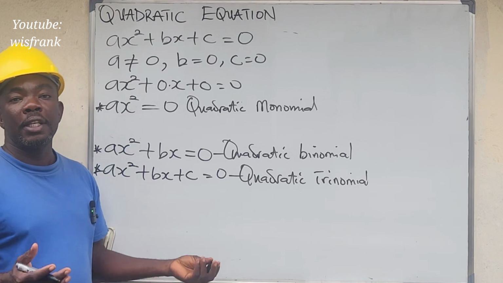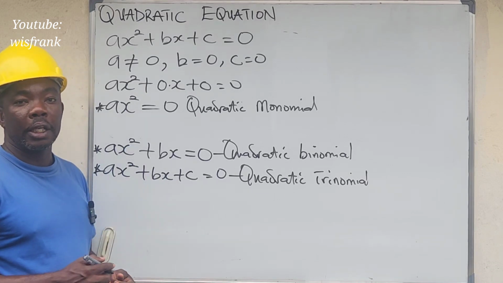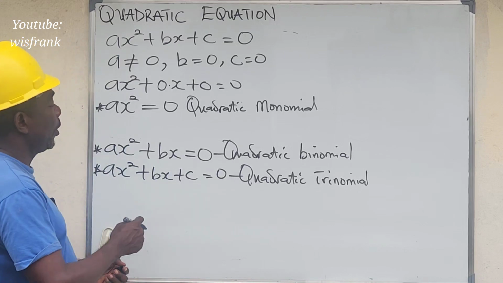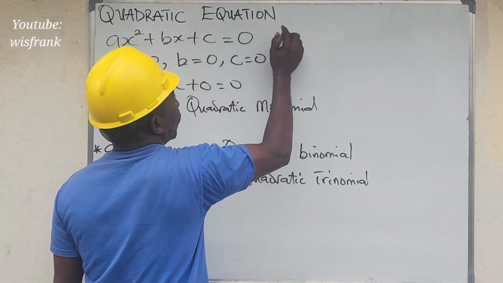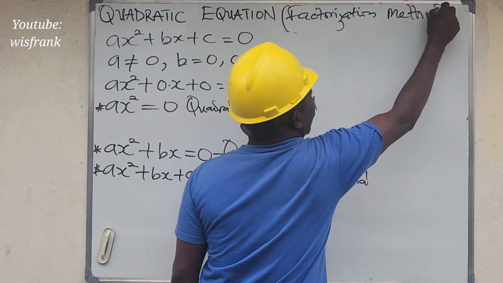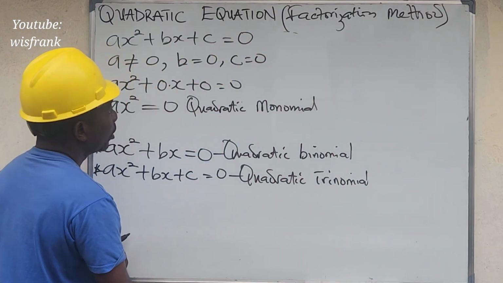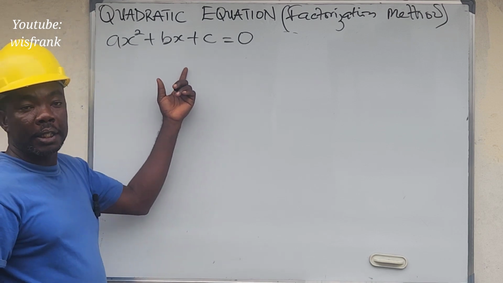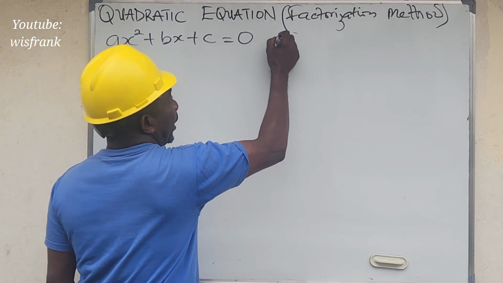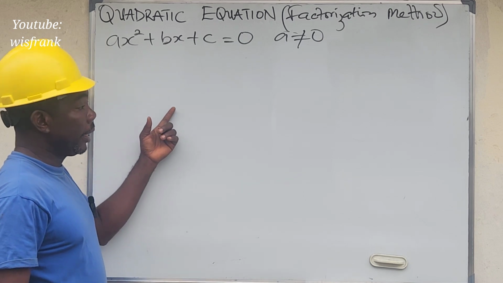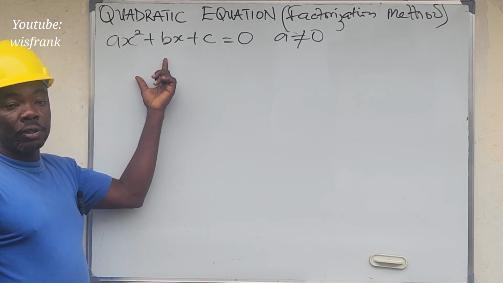So we are going to see different forms of this quadratic equation and how we can solve them through the factorization method. So in this situation, we have the quadratic equation by factorization method. That's what we are looking at. So let's clean this. We know that this is a quadratic equation, and we all know that a can never be equal to 0. That is the rule.